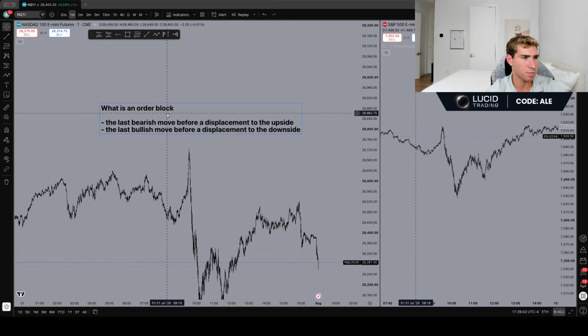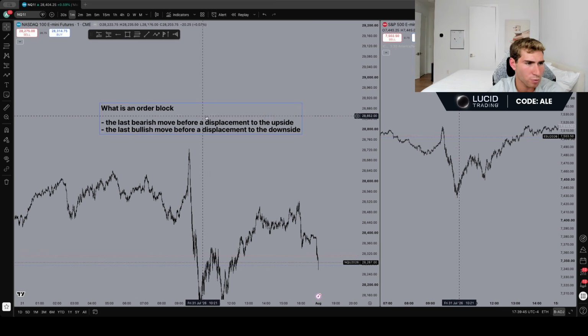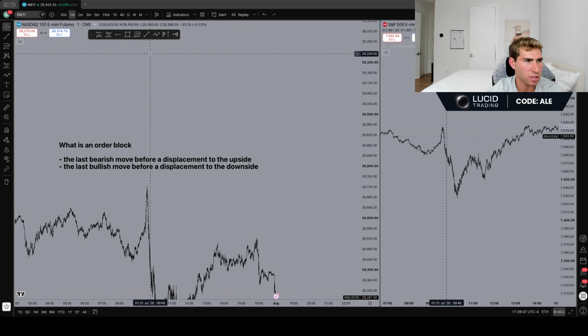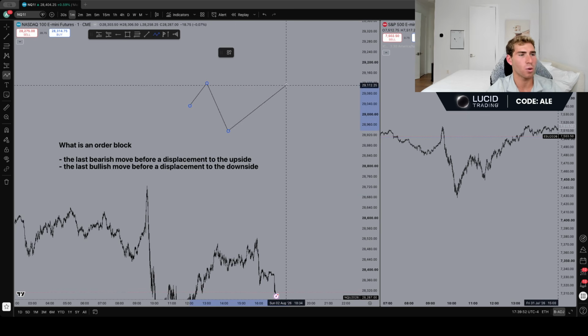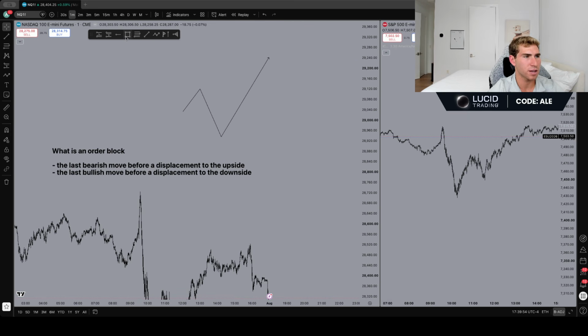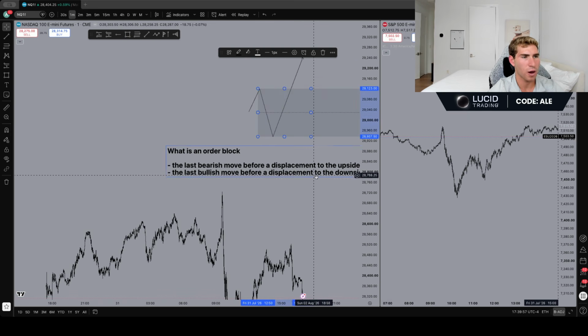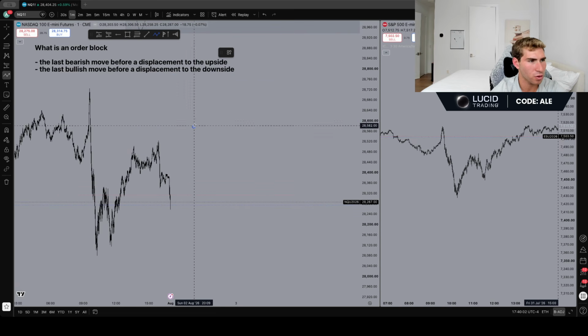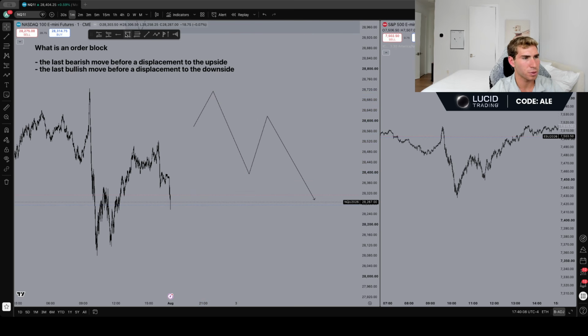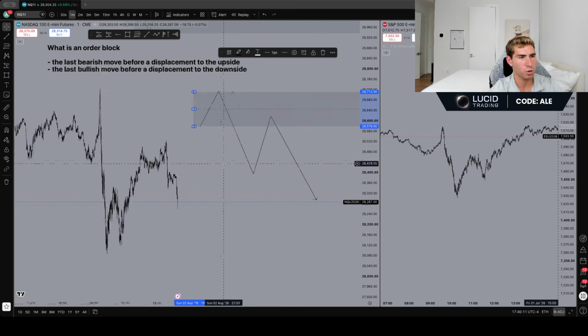What an order block is to me is the last bearish move before displacement to the upside. So essentially it's going to be something like this. It's going to be the last bearish candle before a big displacement to the upside. And then this bearish move is now your bullish order block, right? Or vice versa. The last bullish candle before a displacement to the downside. And then this bullish move here is your bearish order block.